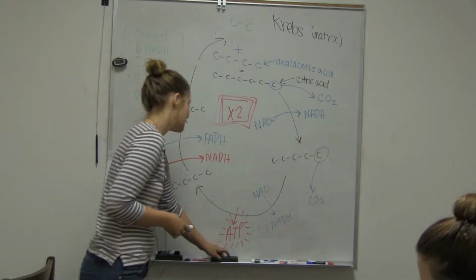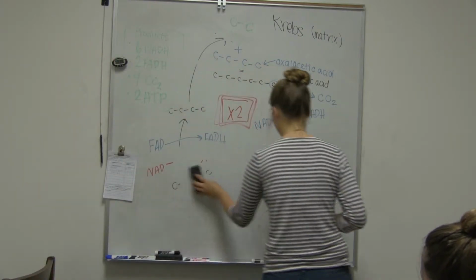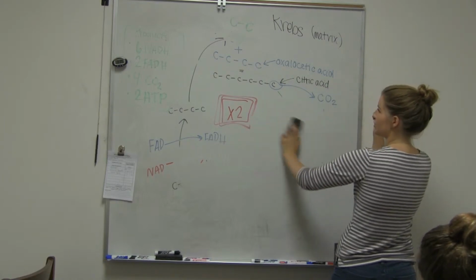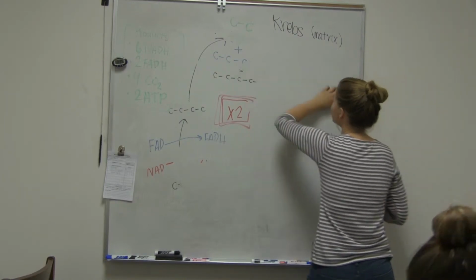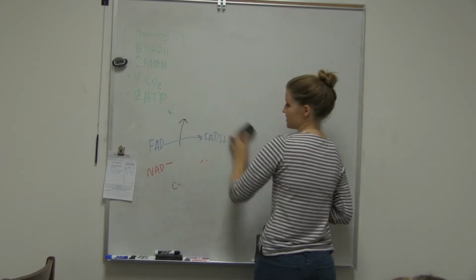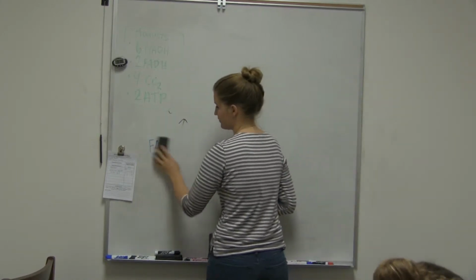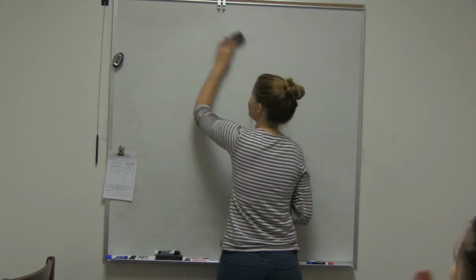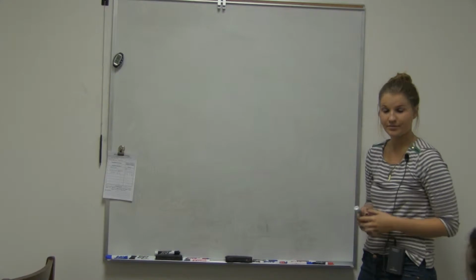Okay, so now what we're going to do is go into our electron transfer chain. This was also in the matrix. Electron transfer chain is in the crista of the mitochondria, which is just another location. But before going in, let's figure out what we're bringing into the crista.